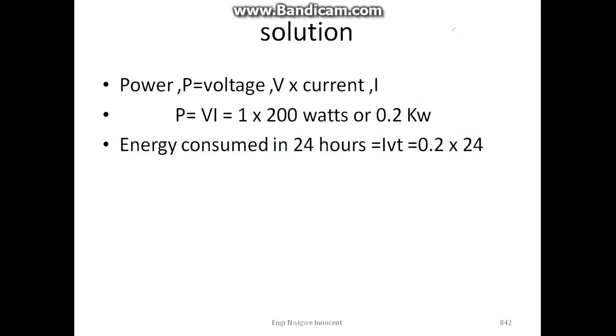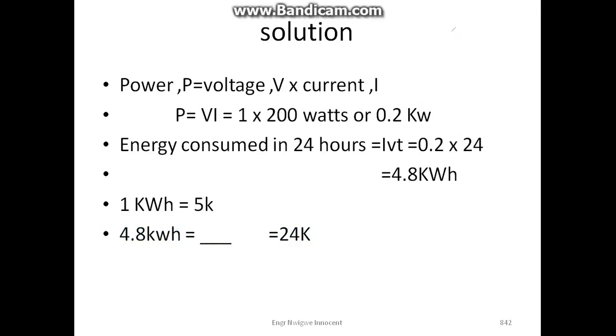Energy consumed in 24 hours is equal to IVT. Substituting the values, we now have 0.2 times 24, which will give us 4.8 kilowatt hour. 1 kilowatt hour equals 5 kobo. 4.8 kilowatt hour is equal to 4.8 over 1 times 5, which is equal to 24 kobo.